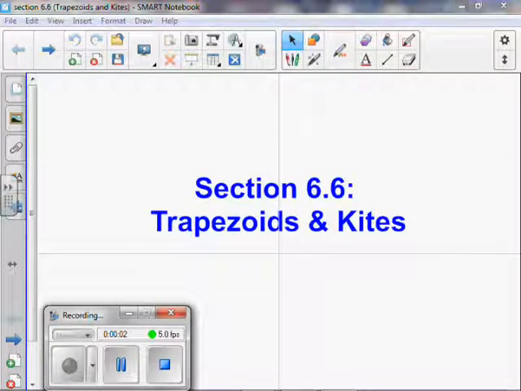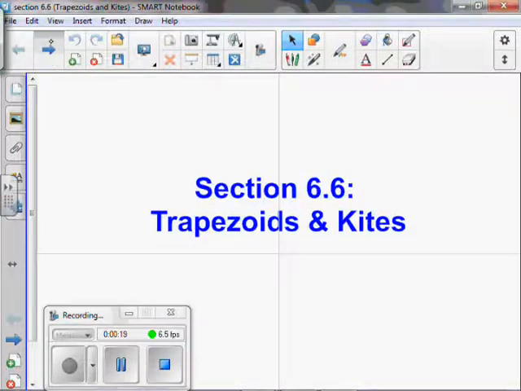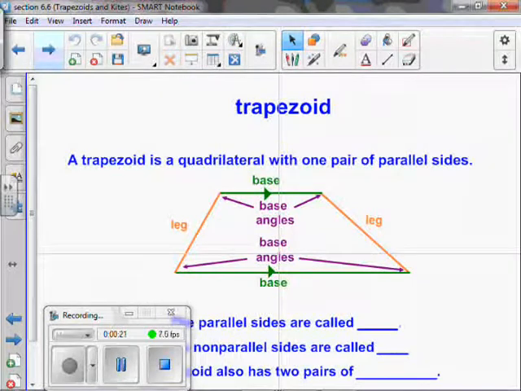Hey everybody, and welcome to the section 6.6 video about trapezoids and kites, the two favorite kinds of quadrilaterals, and it's because they're the most fun. They have fun shapes, they're not boring, they have some personality. Okay, so let's get into it, and let's talk about trapezoids first.